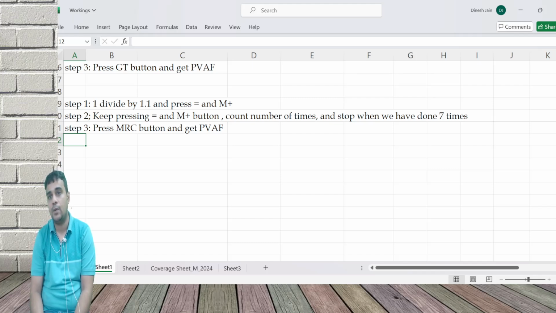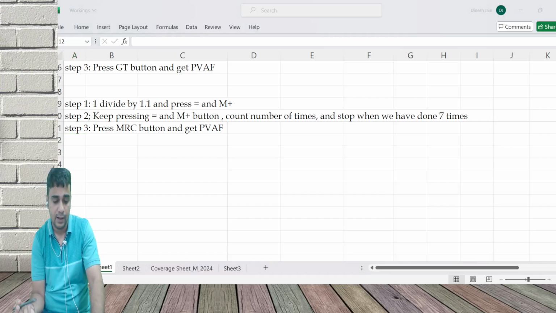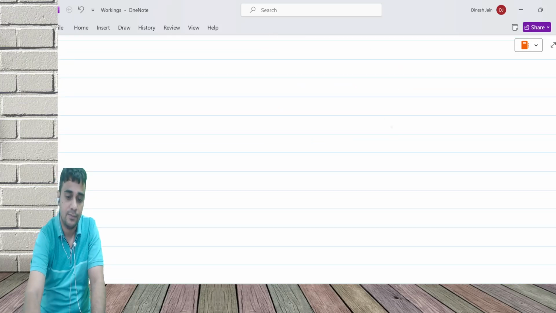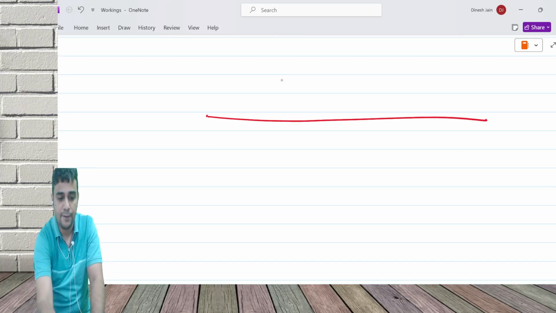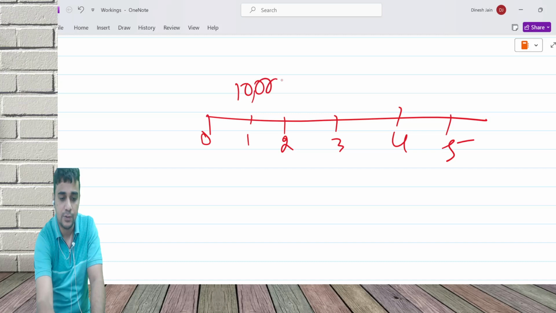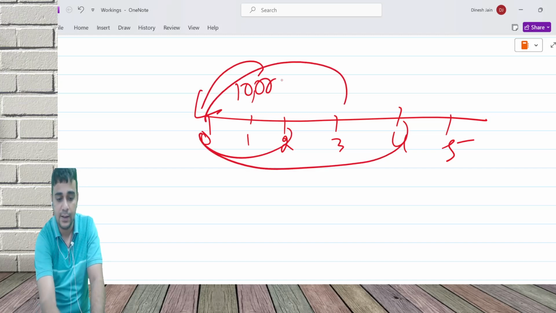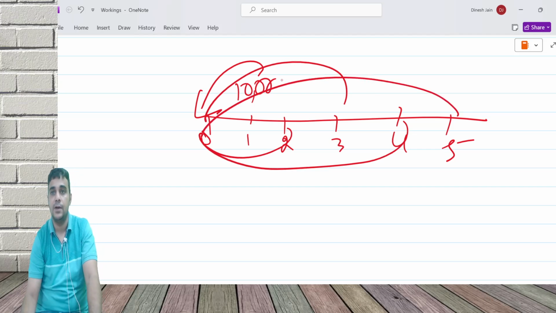What we are doing in an annuity, let's understand this very clearly. I have year 0, 1, 2, 3, 4, 5. Every year I'm getting 10,000. So I discount this by 1 year, this by 2 years, this by 3 years, this by 4 years, this by 5 years. That is what you are doing.